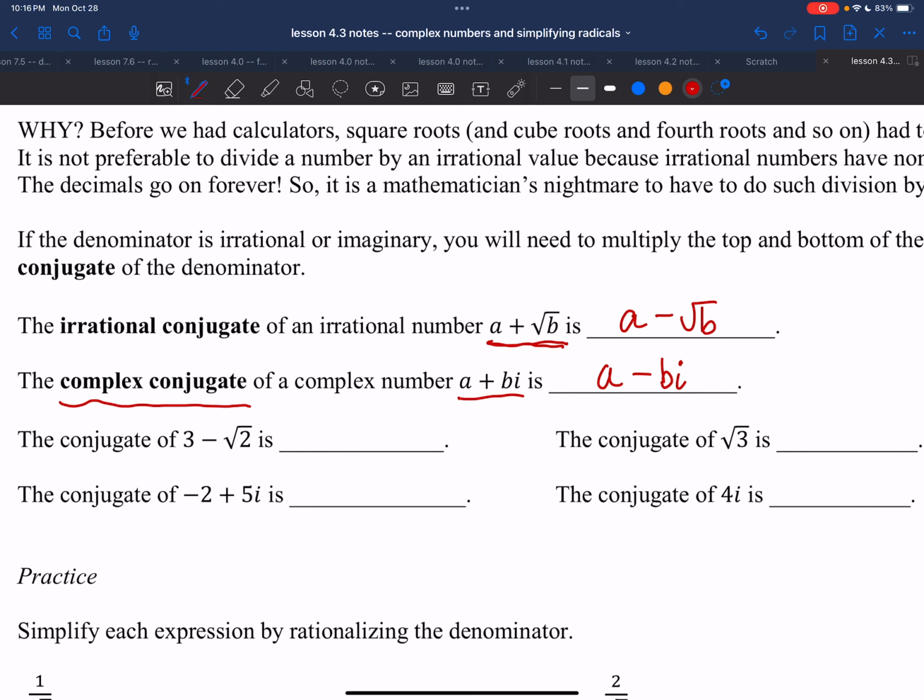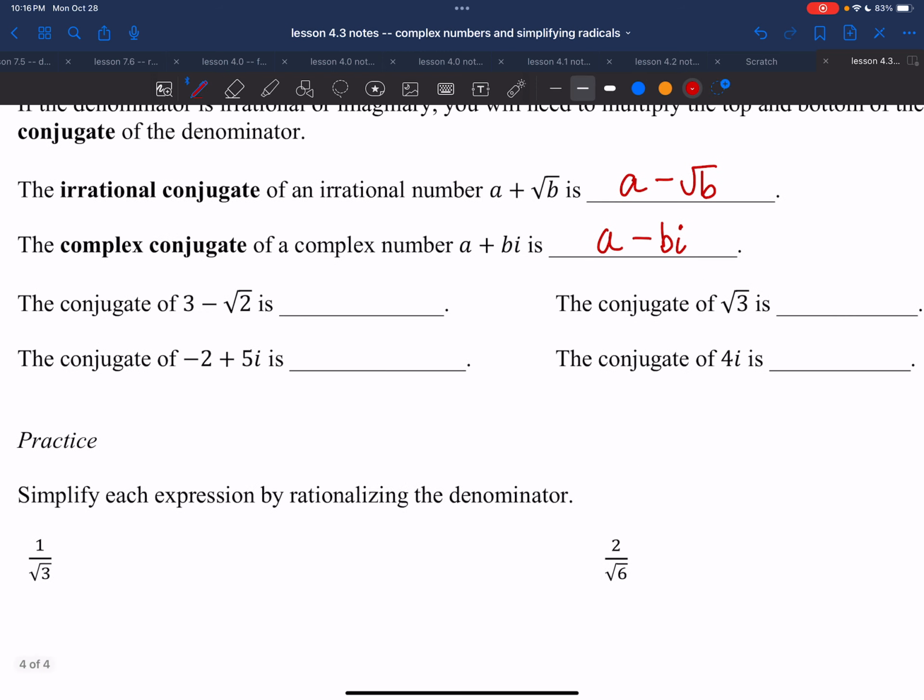You keep the rational part the same, but the irrational part, you flip the sign, okay? And this is called the conjugate. It's useful for some stuff, okay? So basic practice, what is the conjugate of 3 minus root 2? Well, then it would be 3 plus root 2. It would not be negative 3. It doesn't mean all the signs flip. It just means the sign on that one component flips. So it's 3 plus root 2.